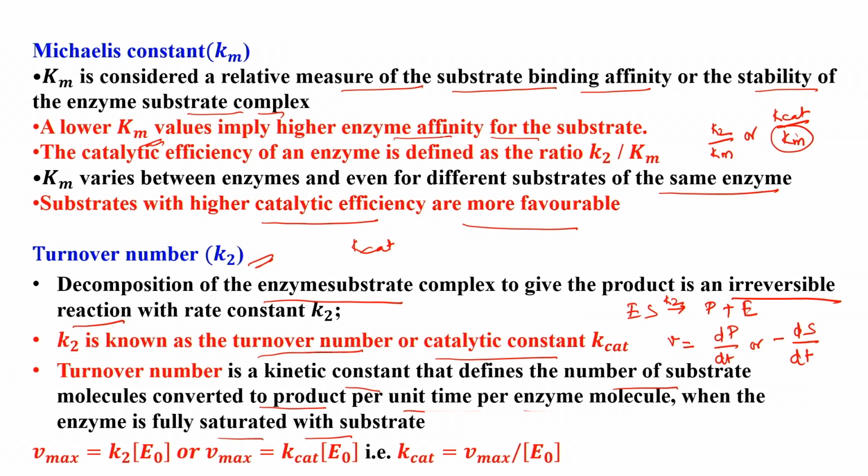Now, if you remember, how do we define V max? V max is K2 into E naught, or K catalytic into E naught. So, we can say K catalytic is the ratio of maximum velocity to the amount of initial enzyme. V max upon E naught is defined as K catalytic, or the catalytic constant.